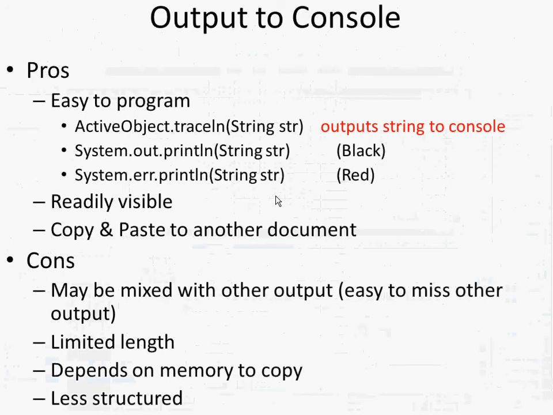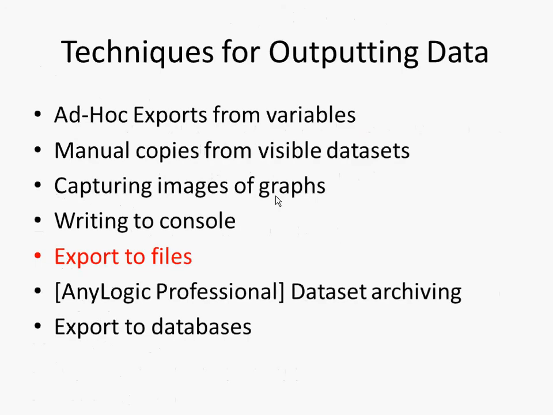We have talked about export to console. I'm going to come back to the issue of databases, but with respect to console, you should realize there's several options for outputting to console, and if you're going to output quite a bit to the console, you may want to highlight some things by using different colors. So, for example, system.error.println, using that instead of traceln, will print things out in a red color. And that may allow ready visibility. It is easy to copy console items elsewhere, but it's of limited length. It depends on your memory to copy it. It's less structured, and it could be mixed in with other output.